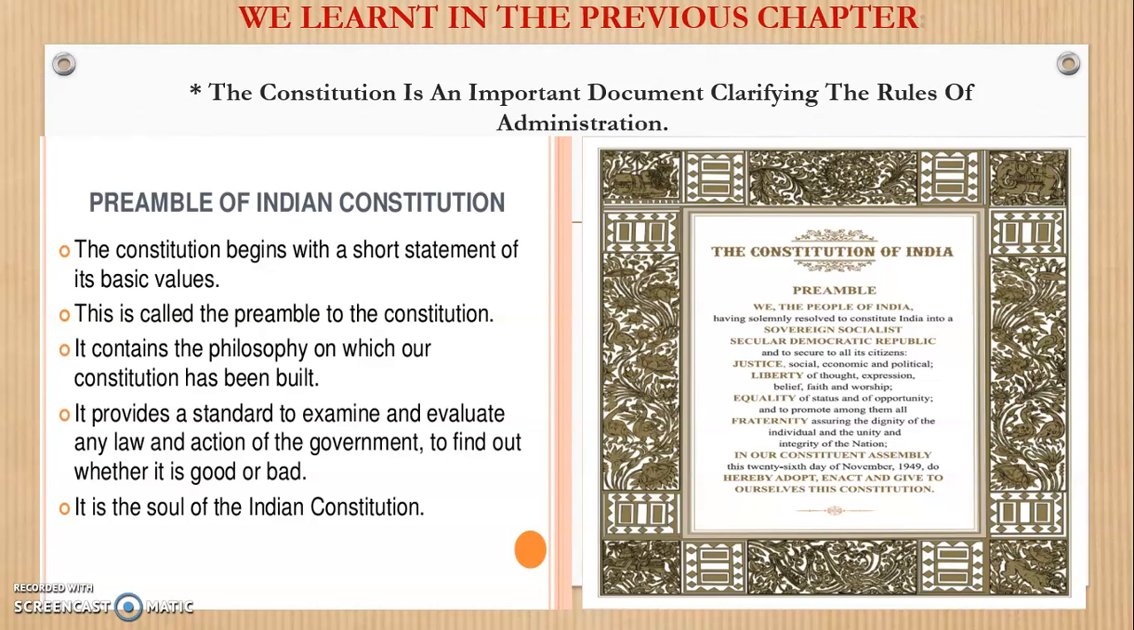In the previous chapter it states that the Constitution of India, that is the book of law, is an important document clarifying the rules of the administration. So the Indian Constitution, which you can see right in front of you on the screen, begins with a short statement of its basic values. It begins with the line, "We the people of India," and it gives us a promise. It gives us a vow.